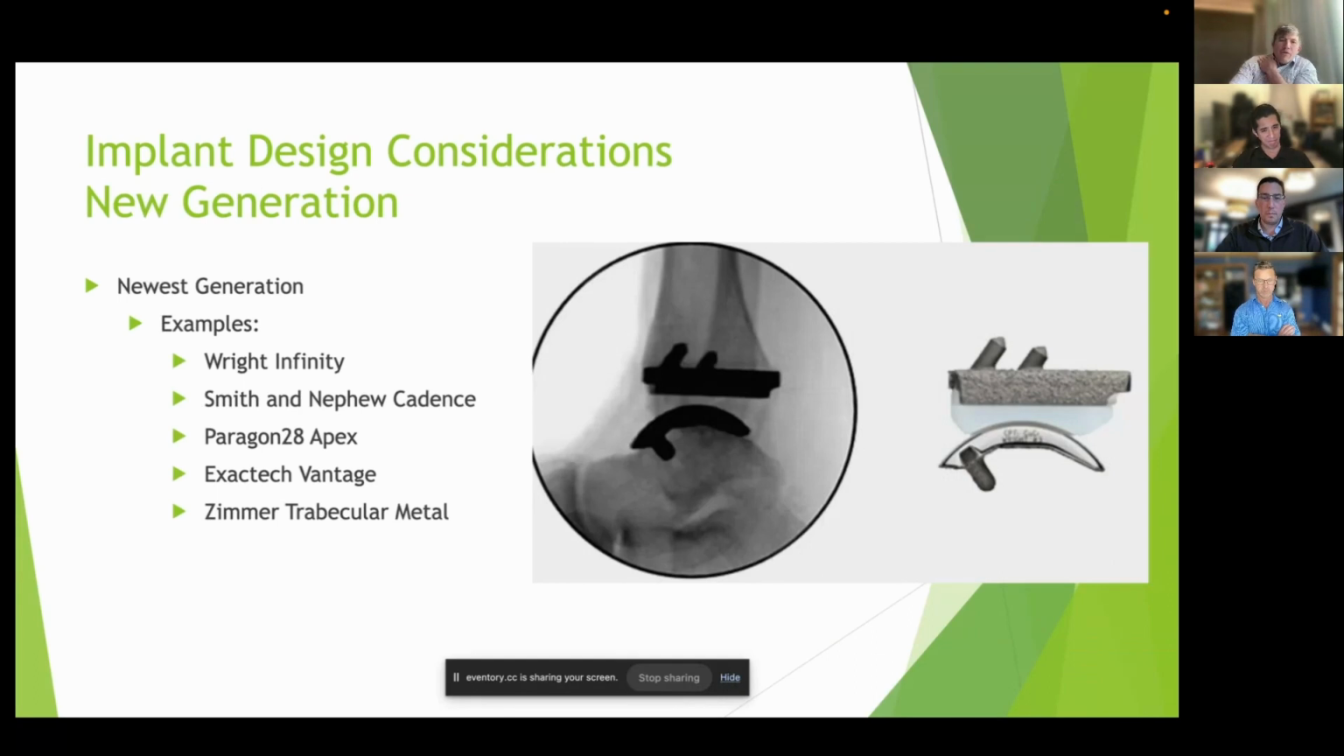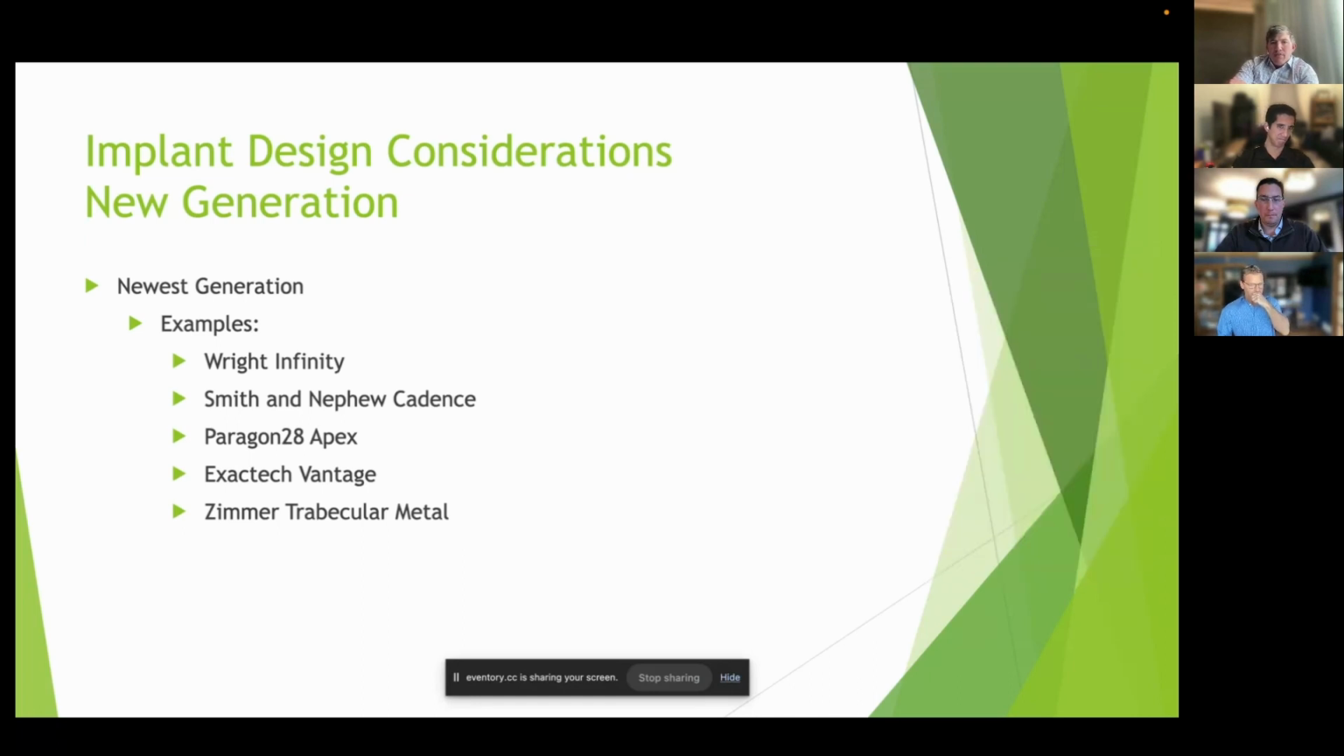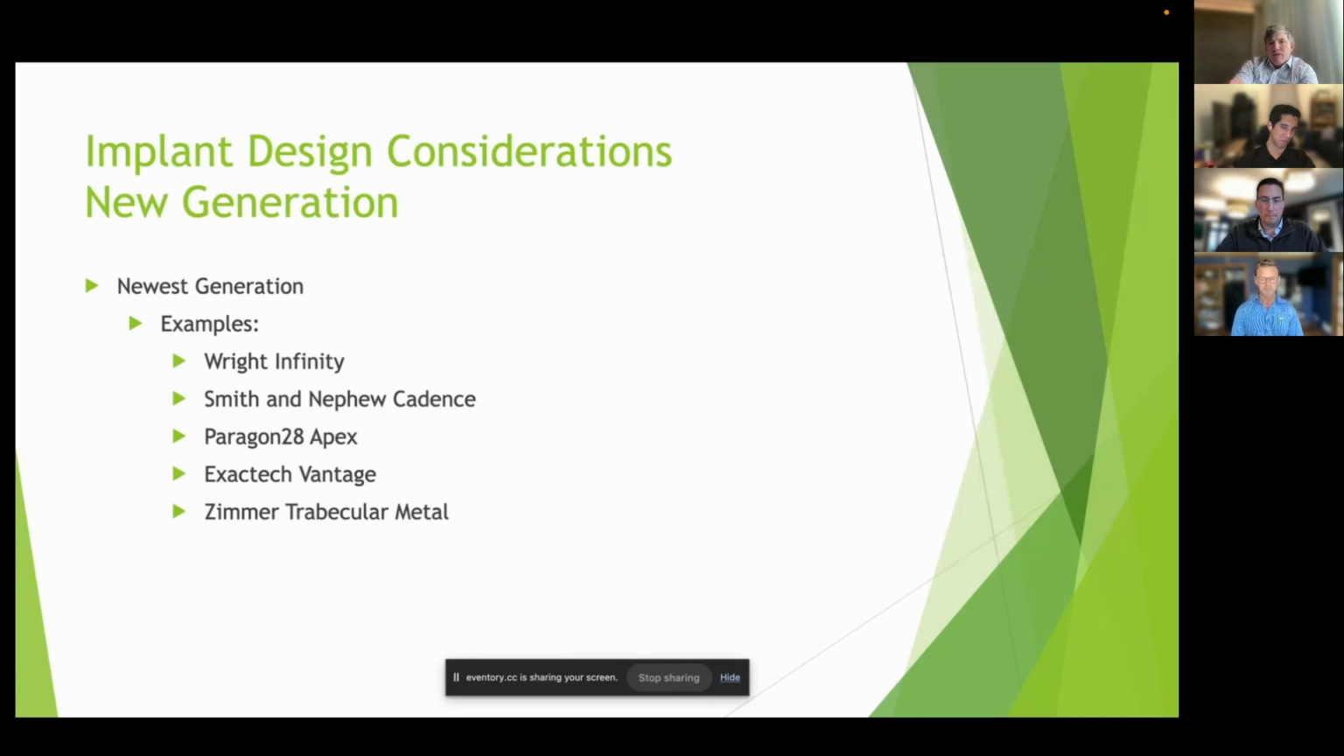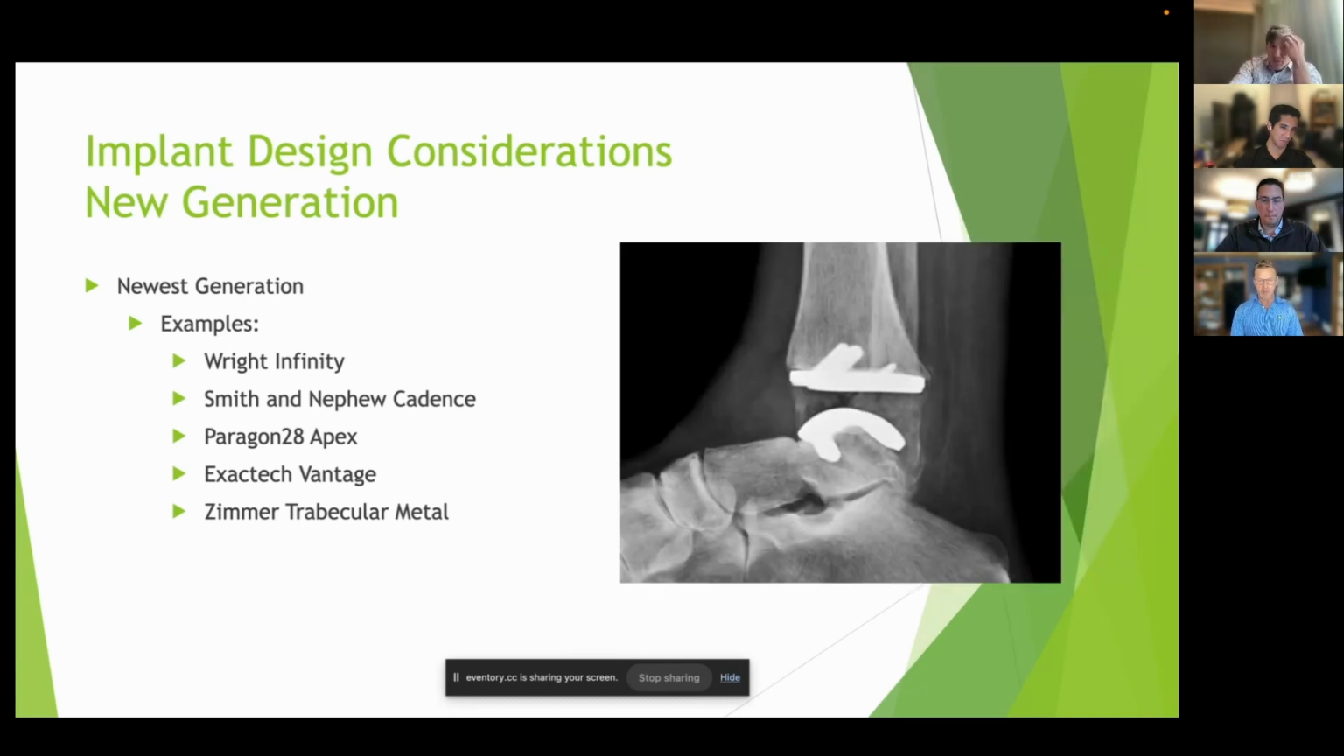Moving forward to the new generation, certainly this is not an exhaustive list of everything that's being used now, but more of the implants that fall into the design of this kind of resurfacing of the talar side with the chamfer cuts. So just kind of highlighting a few of the designs for the Cadence and the new Paragon Apex, this advantage, that central keel.